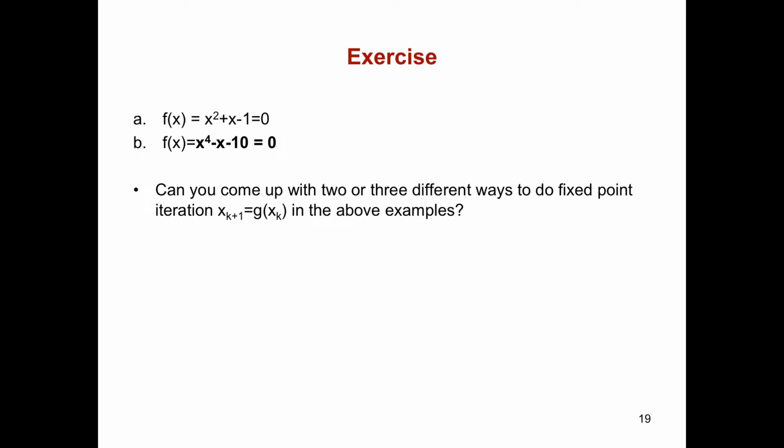All right. So as an exercise, can you, for instance in this example B, come up with 2 or 3 different ways to set up the fixed point iteration? Everybody jot down something, and let's see if, as a class, we come up with different versions. So take a minute. Basically, transform, I'm solving the problem x to the 4 minus x minus 10 is equal to 0.